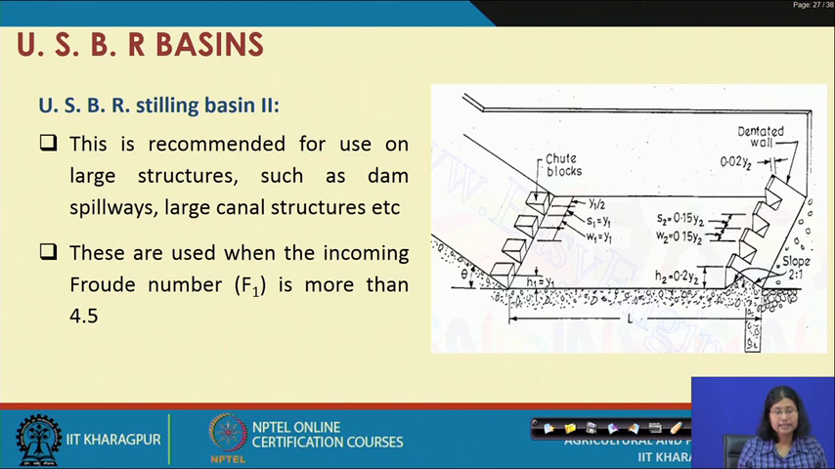Now, another way is USBR stilling basin 2. This is the stilling basin 2 structure. It is recommended for use on large structures such as dams, spillways and large canal structures. These are used when the incoming Froude number is more than 4.5. So, for large structures these are the basic devices to be used.